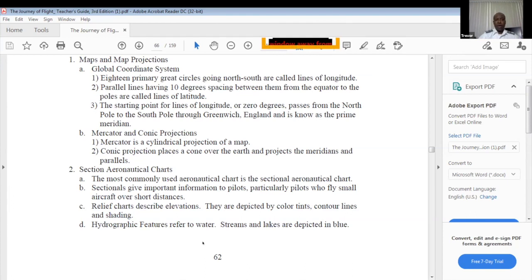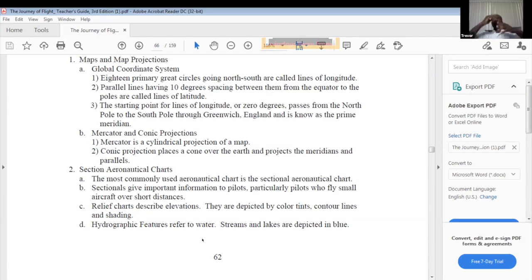So the starting point of the lines of longitude starts from zero. And for the longitudinal line, it's North Pole to the South Pole from Greenwich. So east of Greenwich, you start counting zero to 180. And then, as I indicated, for the lateral lines from the equator, north and south. So you have different types of maps that are being designed, but they take different types of design technique. You have the Mercator and you have the conic projections. And the Mercator is really a cylindrical projection of a map.